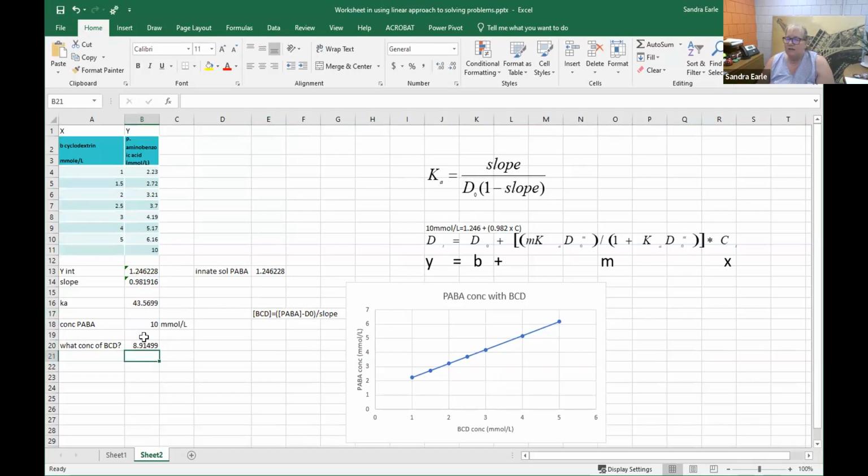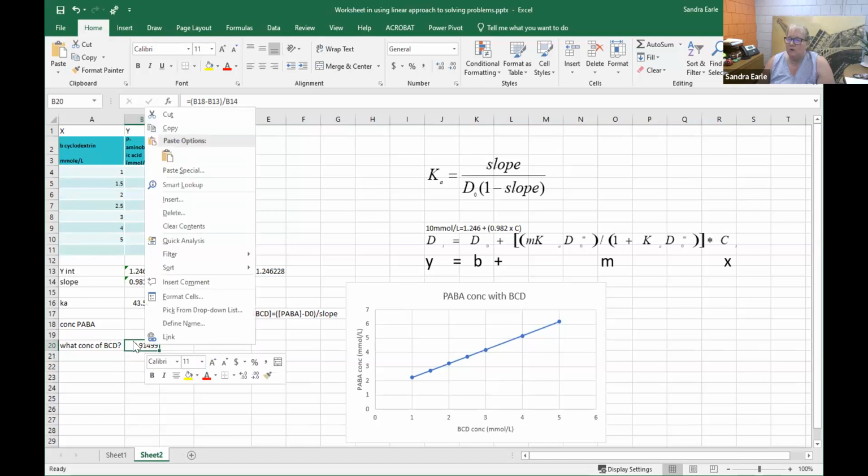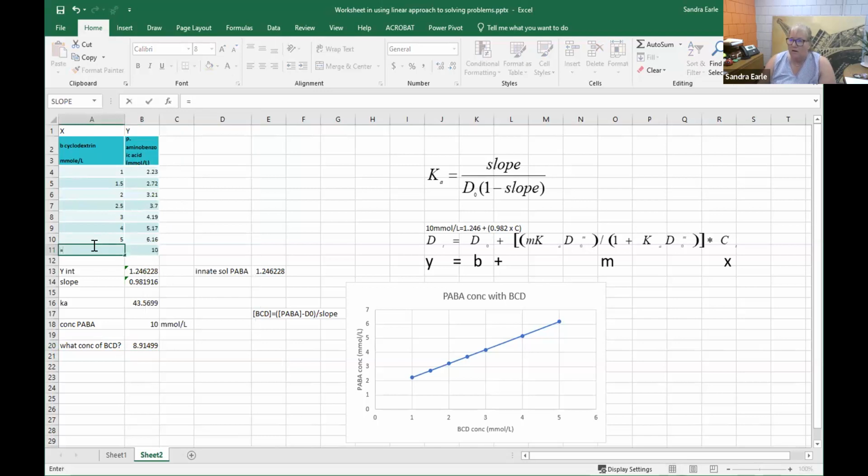So there's our answer. We need 8.91 millimoles per liter of beta cyclodextrin. We have to add that in order to get 10 millimoles per liter to go in the solution. So there's your answer. Okay, so do you think you can do this on your own? Let's try it. See if you can put these in and get the same numbers I did. And then I'm going to give you some more practice problems to work on, and some other questions to answer.